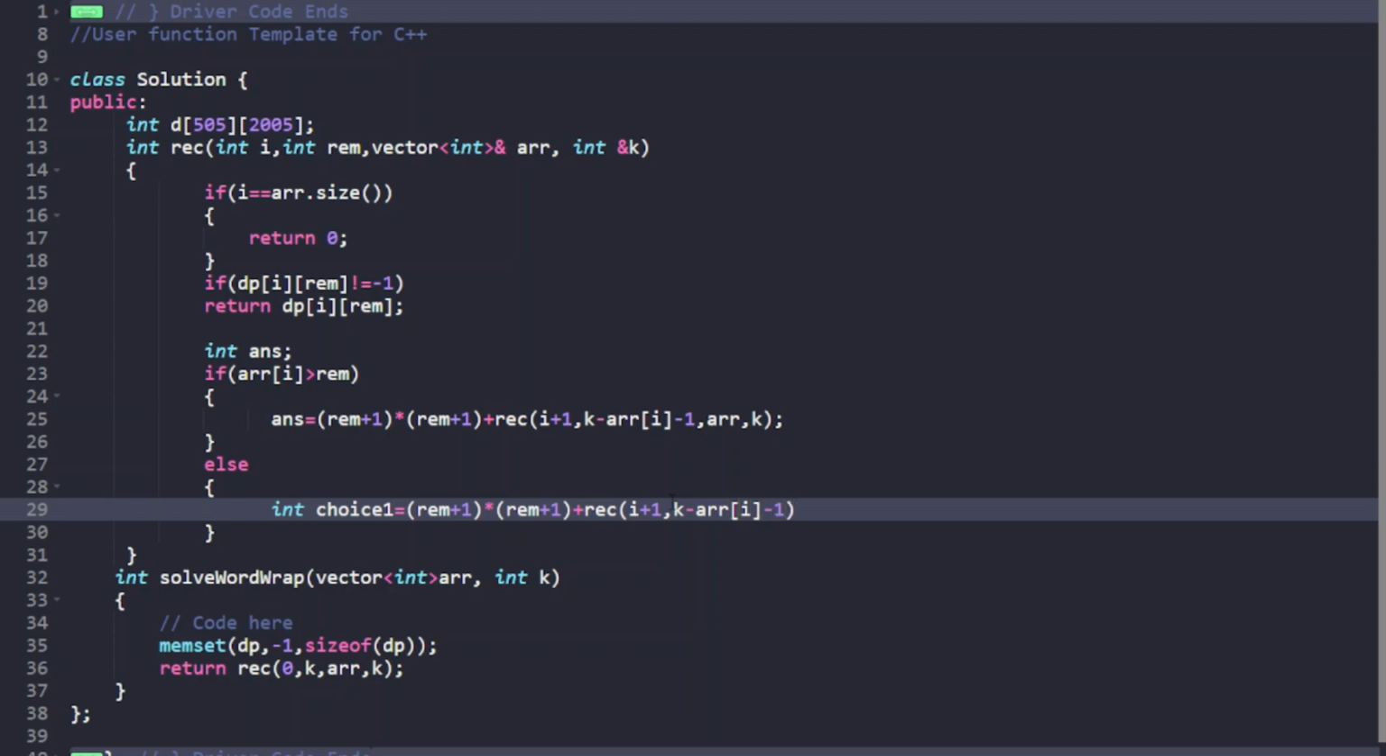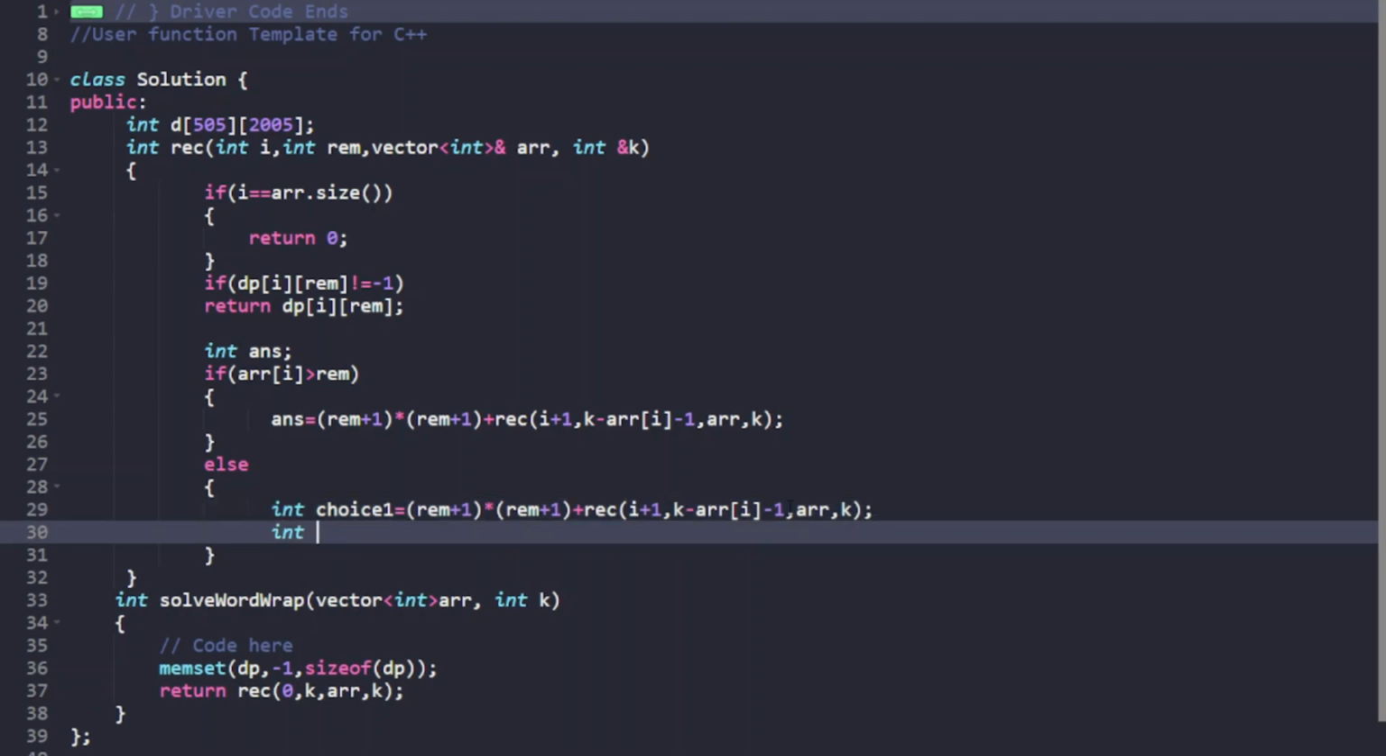Because if I'm placing it in the new line, k spaces initially were there, and the number of positions that I'll be using will be arr[i], and if I want to put a new word, that is why I also do a minus 1 here. And then I'll call for array comma k. This is something that I'll do.